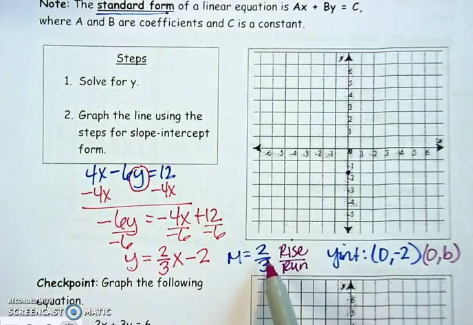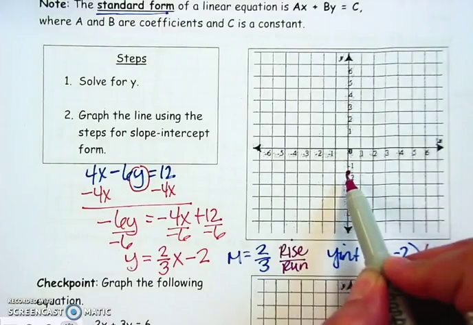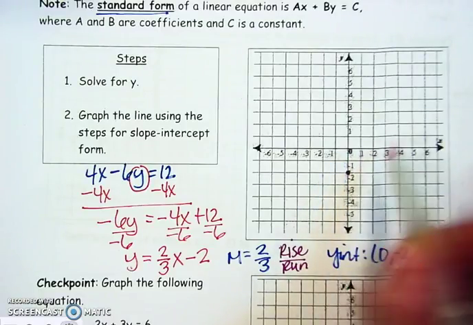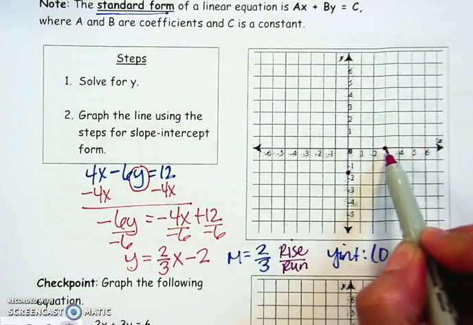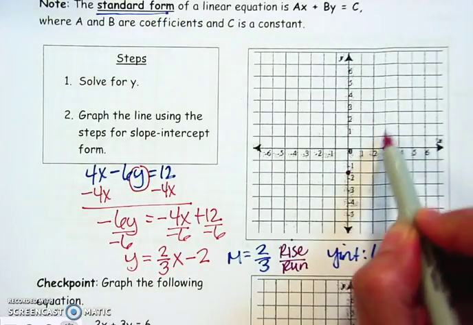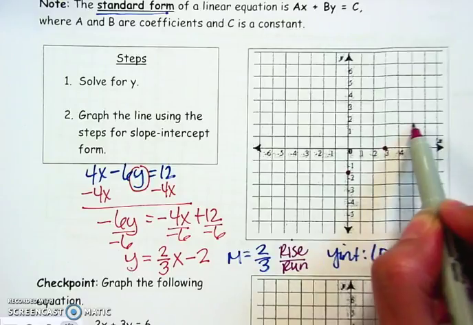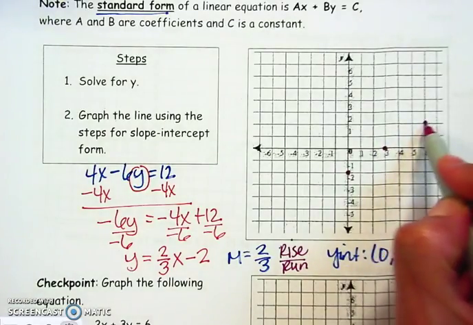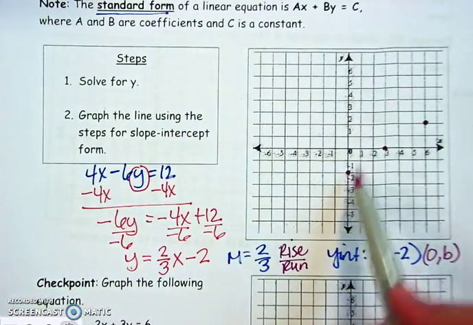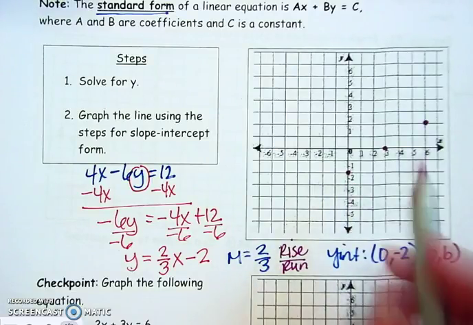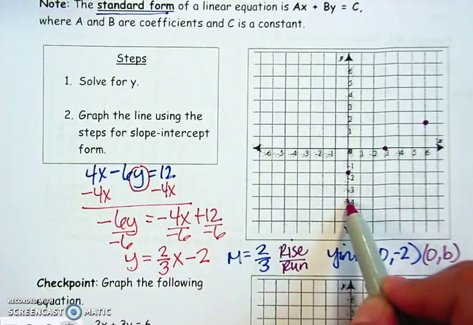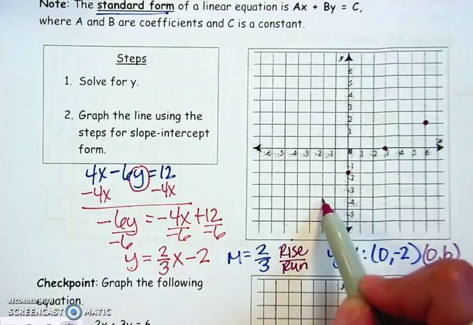From there, I want to use my rise over run, and this slope is positive, so I know I'm going up 2 and right 3. From my y-intercept, I go up 2, 1, 2, and right 3, 1, 2, 3. And I can do that again. From this point, I go up 2, 1, 2, and right 3, 1, 2, 3. And there's my additional point. I can also put points on the other side of the y-intercept. I would just go in the opposite direction. So instead of going up 2, I need to go down 2. I go down 2 and then left 3. 1, 2, 3.